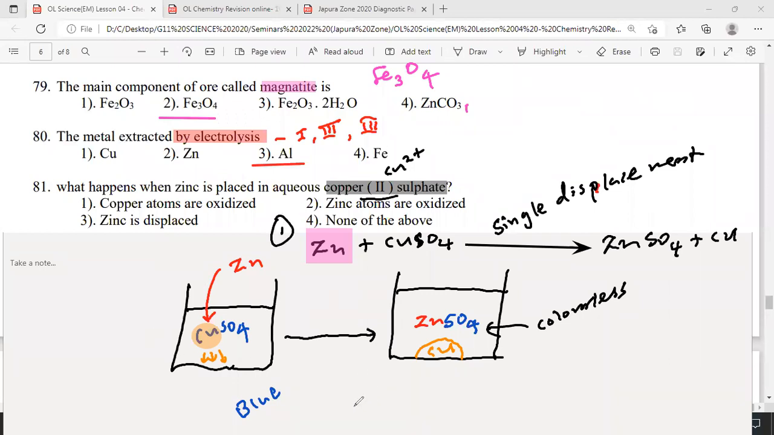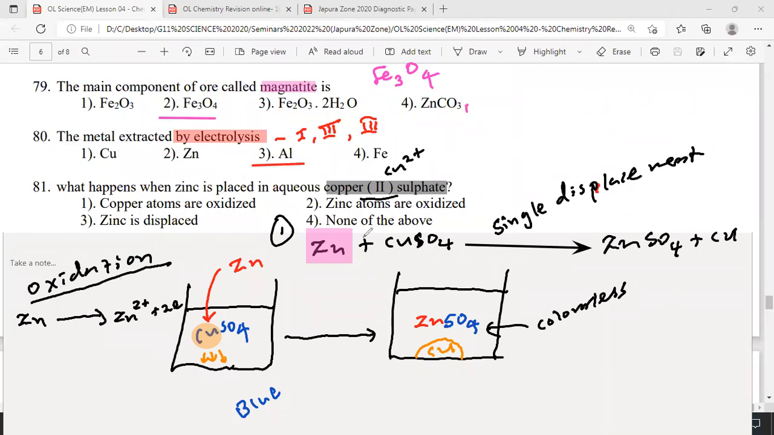But we can split this into what? Zinc gets oxidized. What happened? Zinc atoms lose electrons and become Zn2+ plus 2 electrons. So this reaction is known as oxidation. What is oxidation? Losing of electrons. In grade 10 you don't learn oxidation, but in grade 11 you need it, because this is like grade 10 and 11 chemistry combined. Grade 10 has single displacement reaction and the activity series, but oxidation and reduction you learn in grade 11 chemistry.